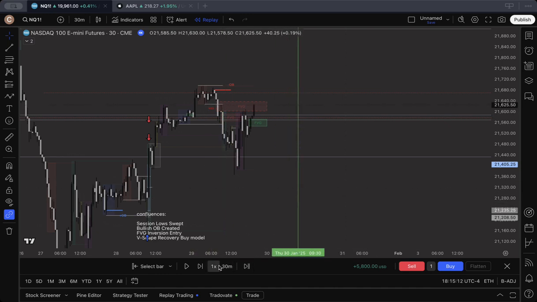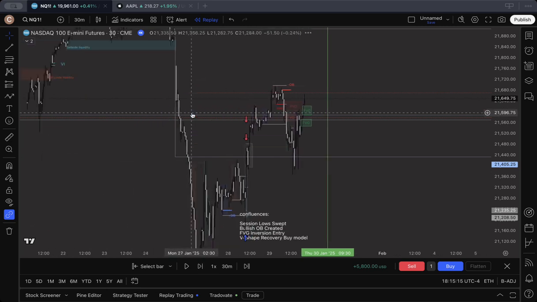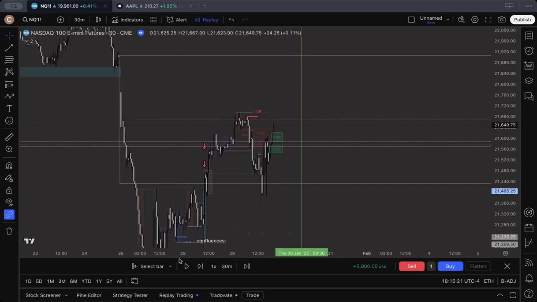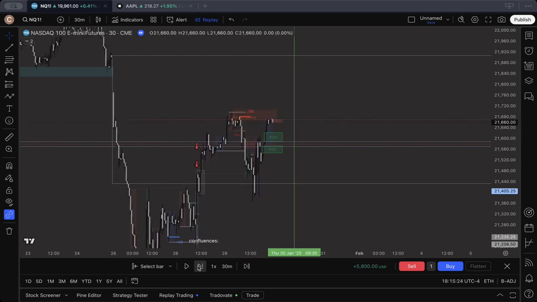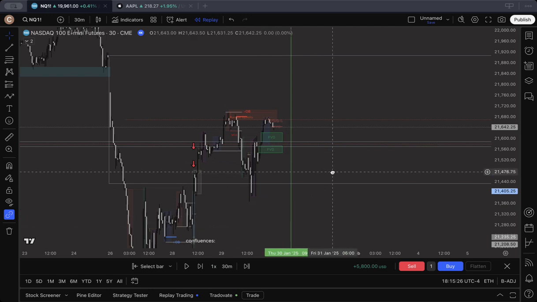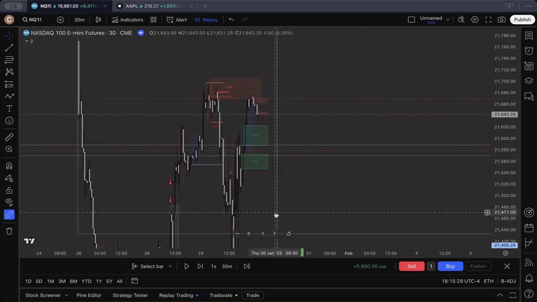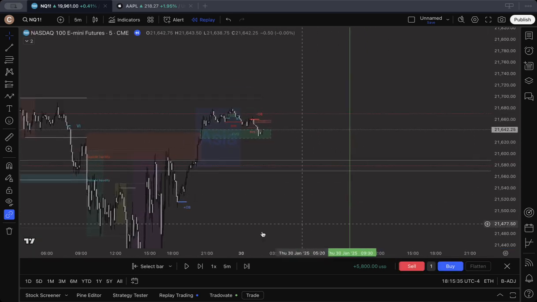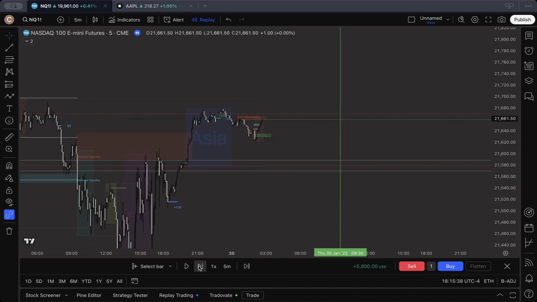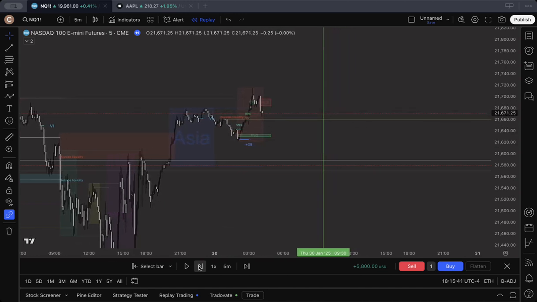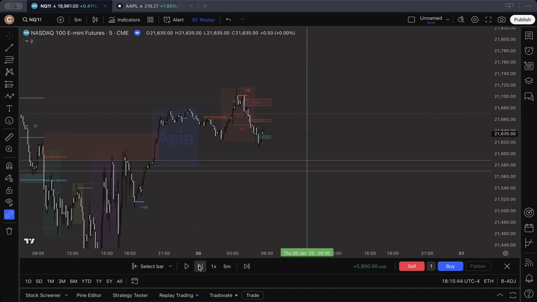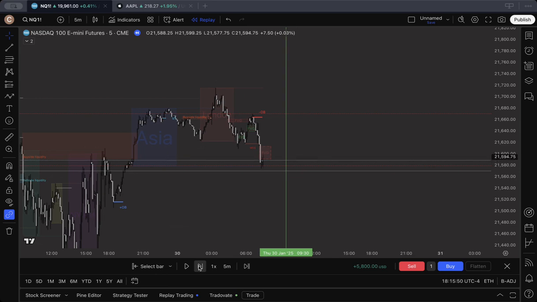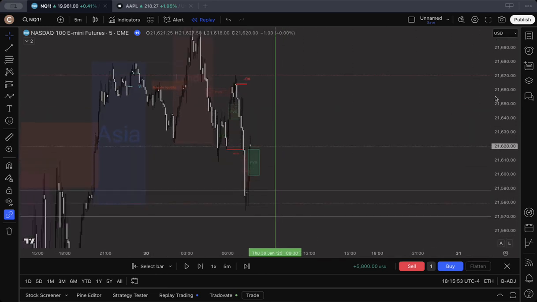It's good to see us actually sweep this. Could be interesting. Order block. We actually, really interesting. We have Asia lows to look at. We're taken officially. Ooh, this could be a good long here.